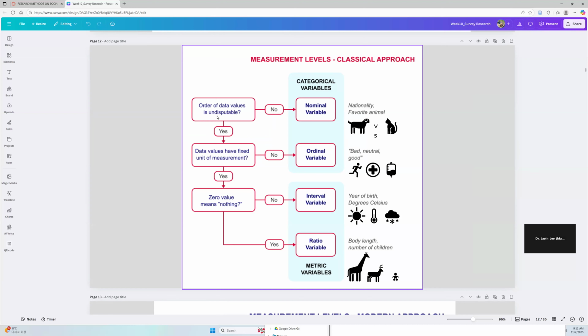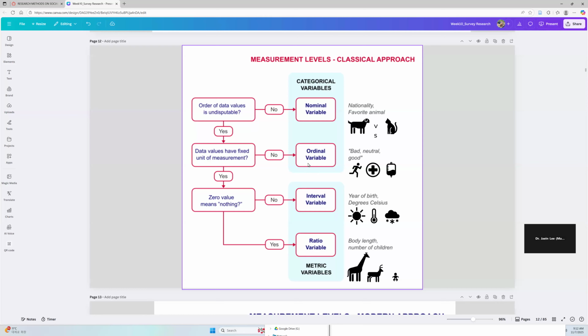And if there is an indisputable order in the data, that is more likely an ordinal variable. The data values have a fixed unit of measurement, like the education variable, every 1 year interval. But other than that, like strongly agree, agree, neutral, disagree, strongly disagree, we can know that you are more agreeing or less agreeing about that.